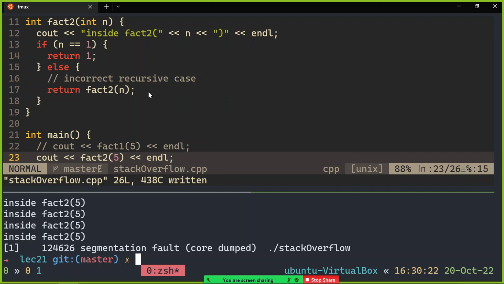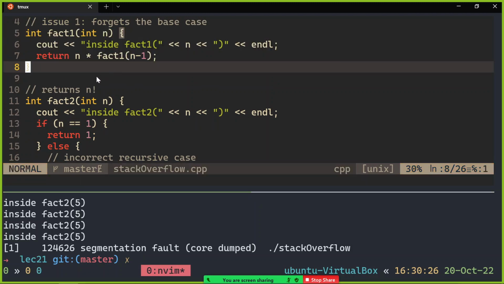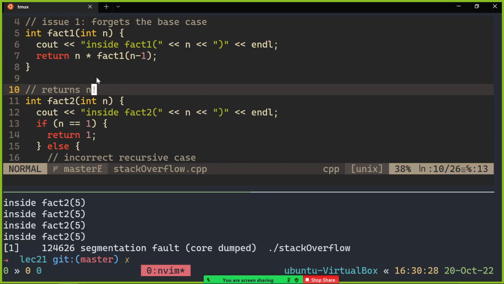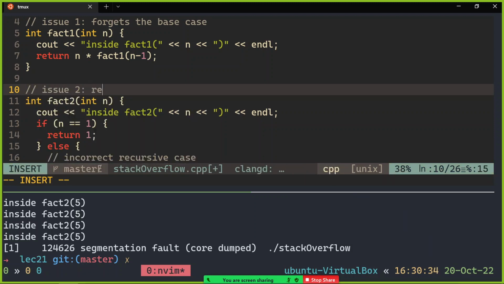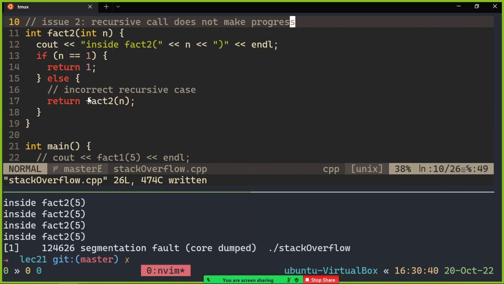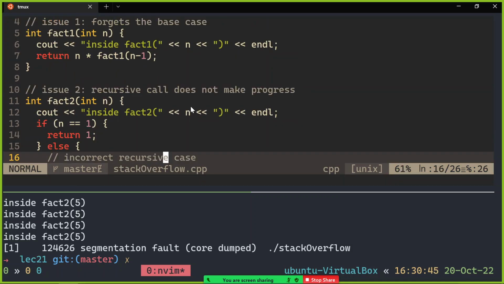Any questions about this? Those are the two most common ways to get recursion wrong. So remember your base case, and also remember to make progress. This was issue 2. Recursive call does not make progress towards the base case. You always have to call yourself with a smaller input. Build up the answer. Are we good with that?